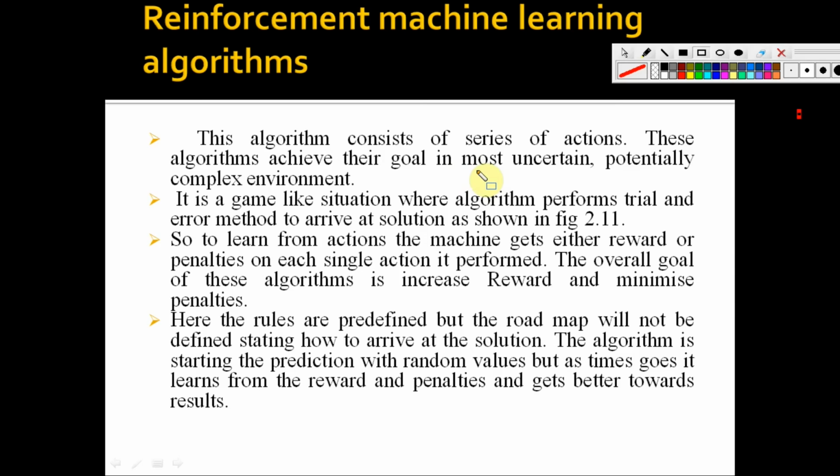It is a game-like situation where the algorithm performs a trial and error method to arrive at a solution, as shown in 2.11. It is just like a trial and error method. So something I will do, if it is correct, then I will continue that one. If it is wrong, then I will change my strategy and switch to another strategy. So this is very important, guys. These words, trial and error method, are what is used here.